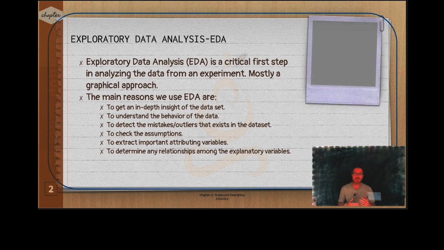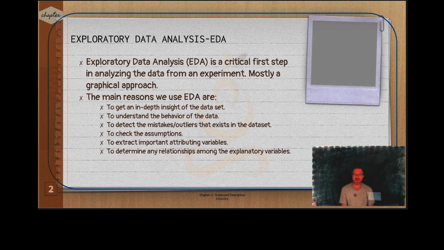And this is how you get a feel for the shape of the data, what trends there might be, and anything that you can actually glean from the data when you get some data that you don't really understand until after you've done this step. So the main reasons we're going to use exploratory data analysis is to get an in-depth insight into the data set itself. We also will do it to understand the behavior of the data, to detect mistakes or outliers in the data that might exist.